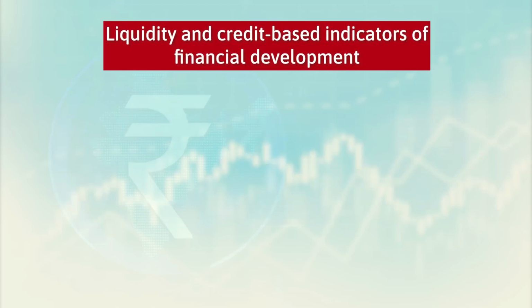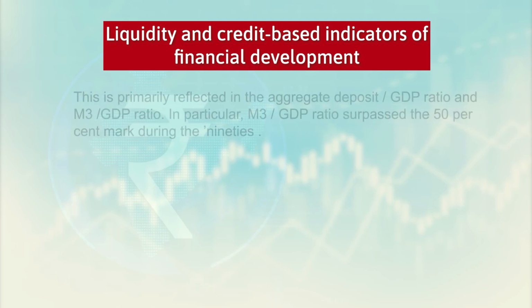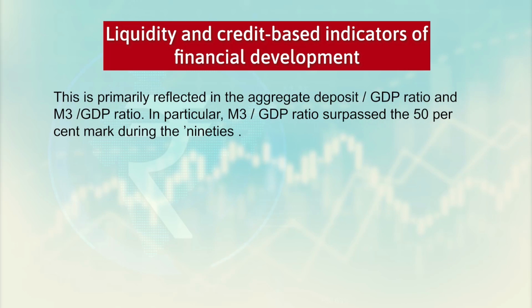And then we have another type of measurement or indicator, which is called the liquidity and credit based indicator of financial development, and this was primarily reflected in the aggregate deposit GDP ratio, or we can also call it the M3 by GDP ratio. In particular, M3, that is a type of money supply, by GDP ratio surpassed the 50% mark during the 90s. And then we have the banking based indicators of financial development.